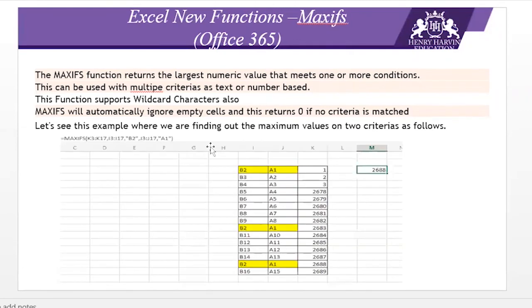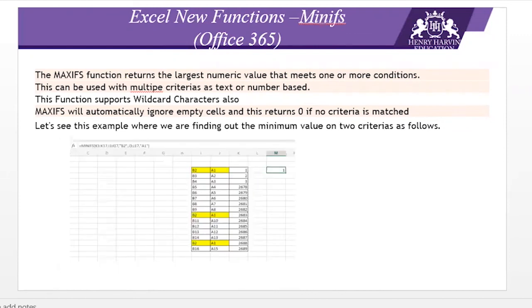This is the MAXIFS slide, and this is the MINIFS slide, where we are finding these values. And one more thing, let me tell you: MAXIFS will automatically ignore empty cells. This is the inbuilt function which ignores empty cells, and this function returns 0 if no criteria is met. All right, now let me go to the next function.